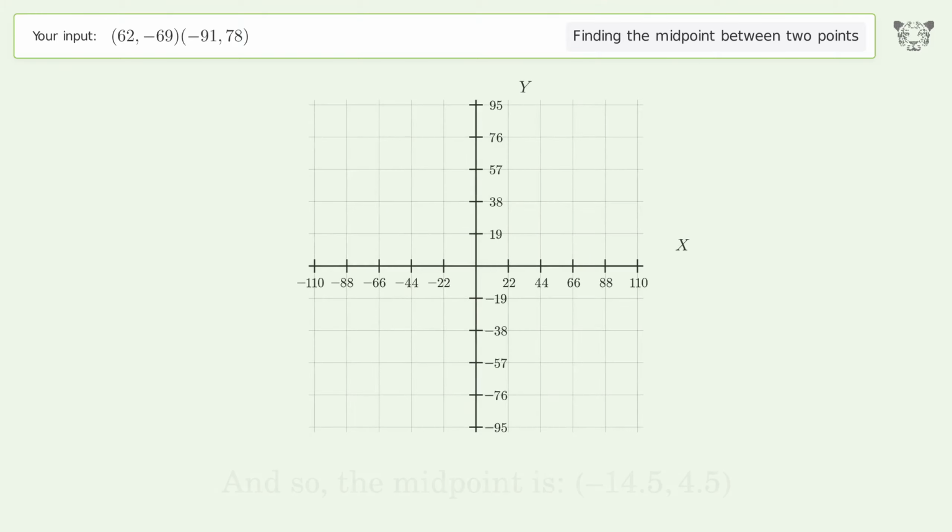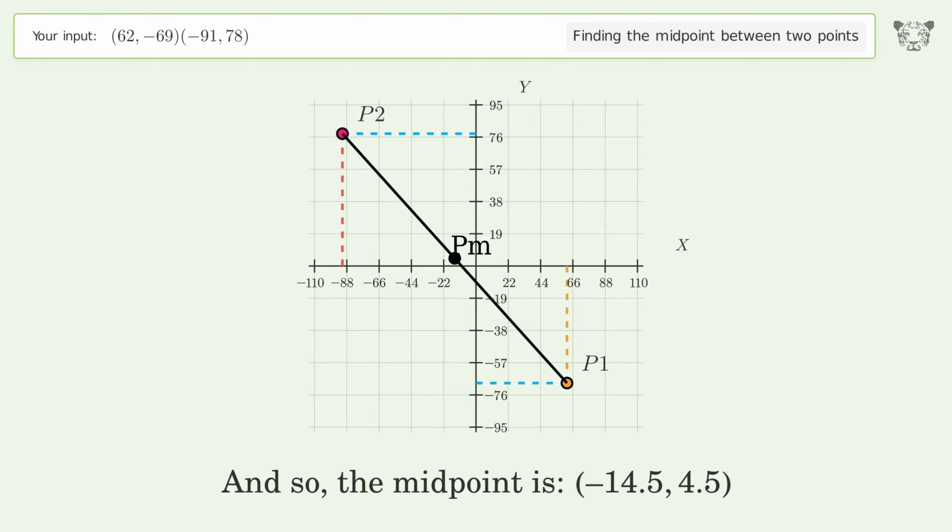And so, the midpoint is negative 14.5, 4.5.